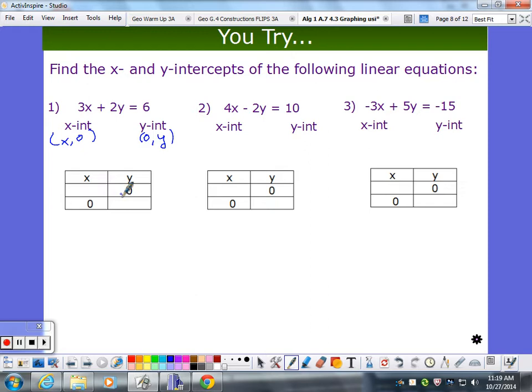But how does the table work? The table says plug this in for y. Okay, so let's do that one. We're going to put it down here. So 3x plus 2y, well I think y is 0, or I'm making y 0, equals 6. 3x equals 6, x equals 2. x equals 2. Is this an x-intercept or a y-intercept? It's an x-intercept because it looks like this.